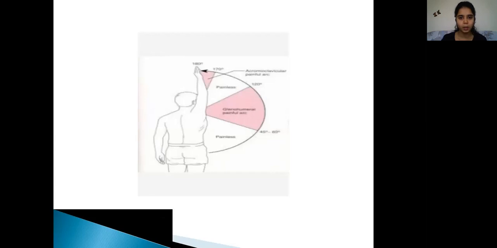Now here the painful arc syndrome, where while doing abduction, between 60 to 120 degrees of abduction, if the patient feels pain, then it's positive for impingement, or it's called the glenohumeral painful arc. And if at 170 to 180 degrees of abduction he feels pain or is unable to do so, then it's the acromioclavicular painful arc.